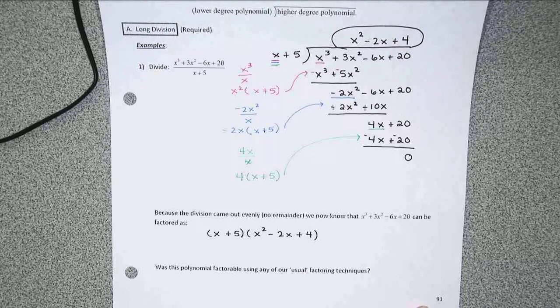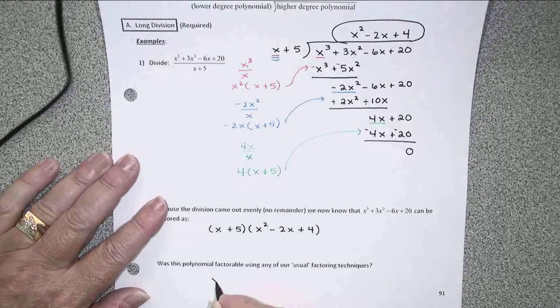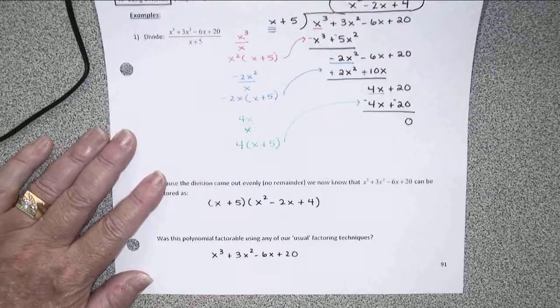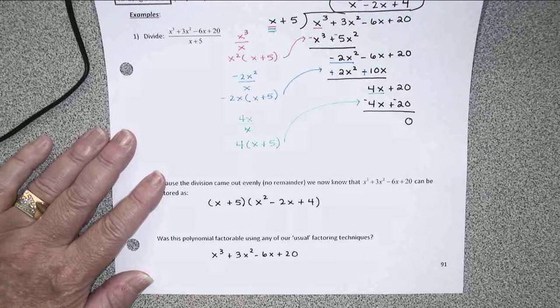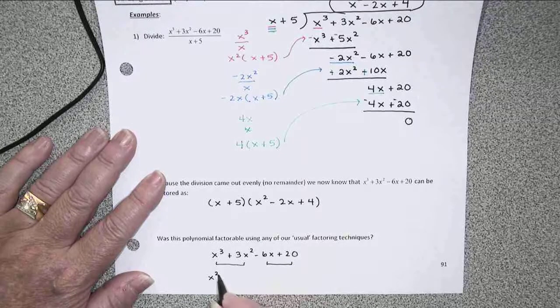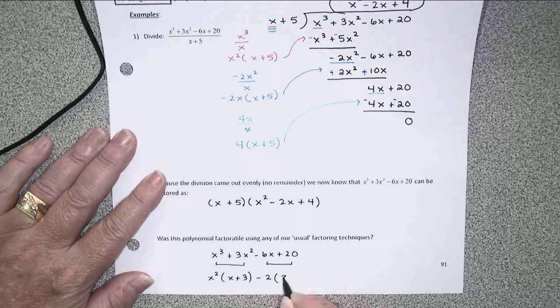However, would we have been able to factor it using our usual factoring techniques? Let's take one more look at it. Normally, when we try to factor with 4 terms, we use a grouping method. If you had tried a grouping method here, you could have factored out an x squared and gotten x plus 3. And over here we could have factored out a negative 2, which would have given us 3x minus 10.